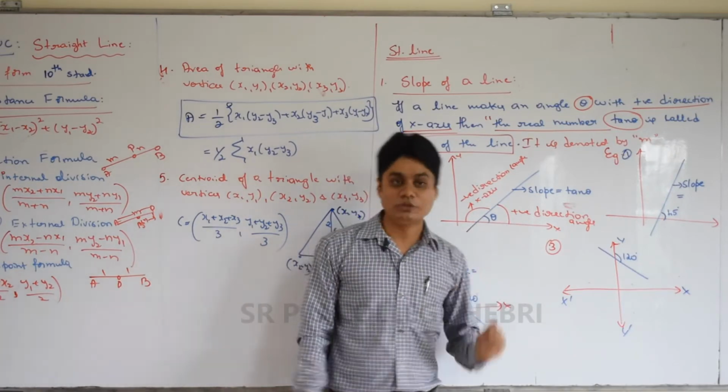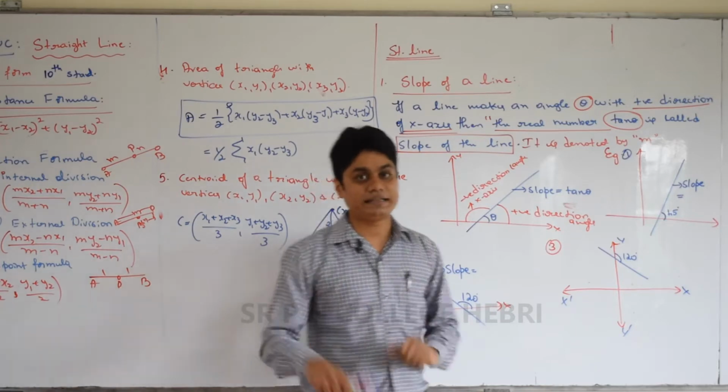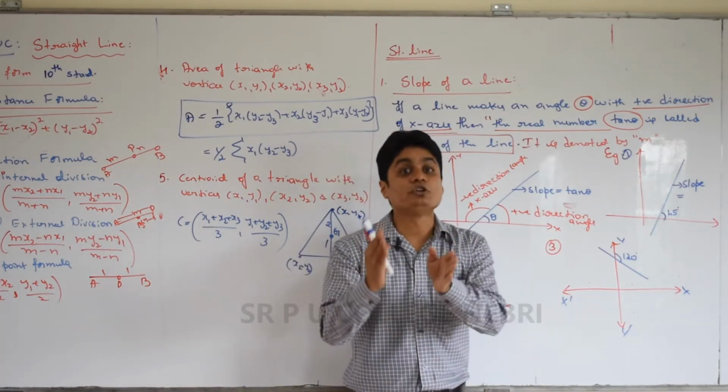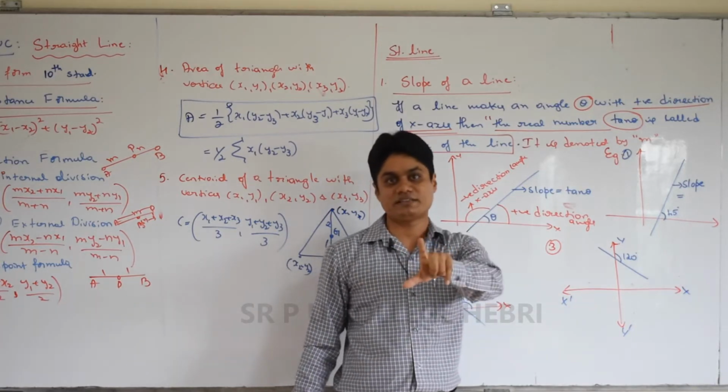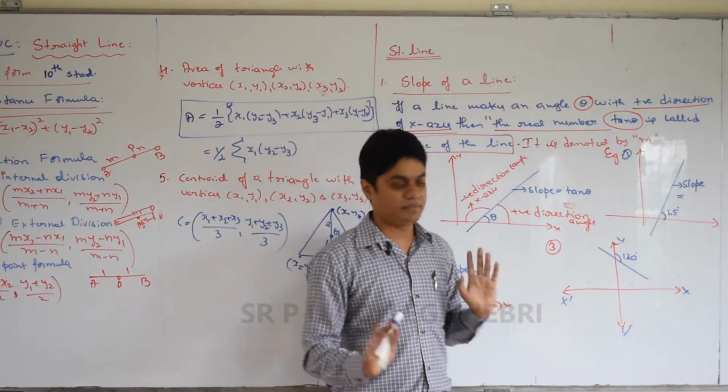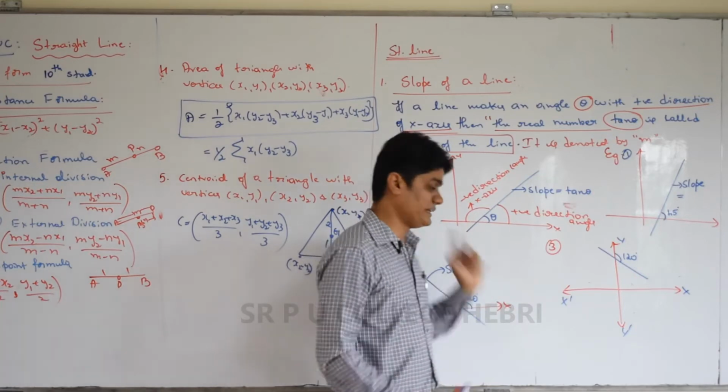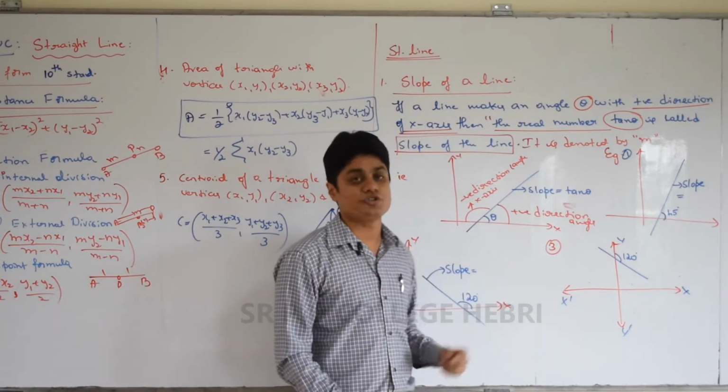So when finding the slope, you must know the angle made by the line with the positive direction of x axis. Please remember that for finding slope you definitely need the positive direction of x axis angle. Don't worry, if you know the negative direction of x axis angle, you can find out the positive direction of x axis angle.